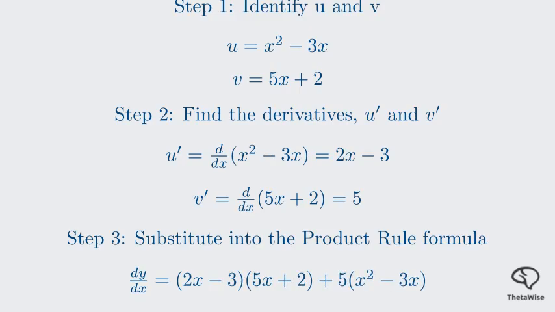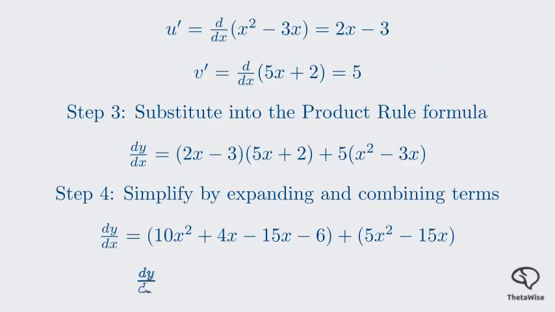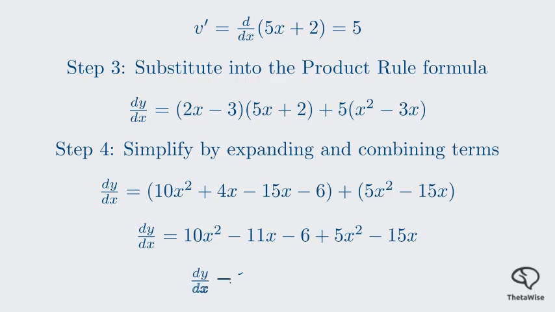The problem isn't over yet. We need to simplify this expression by expanding the brackets and combining like terms. First, we multiply out the two binomials to get 10x squared plus 4x minus 15x minus 6. We also multiply the 5 through the second bracket to get 5x squared minus 15x. Next, we group the x squared terms, the x terms, and the constants. This gives us 15x squared minus 26x minus 6. So, the derivative of the polynomial product is 15x squared minus 26x minus 6.